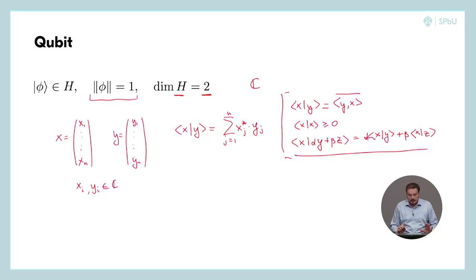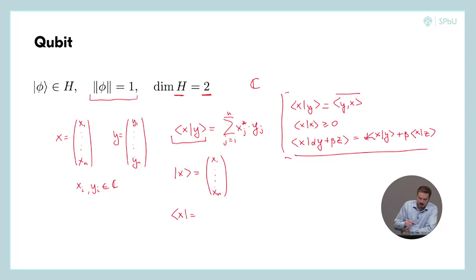Okay, now let's take a look at this notation here. This type of notation we will use to denote a vector. It is called ket, and it is a vector column. So it is a column. And this is called bra, and this is the transposed column.